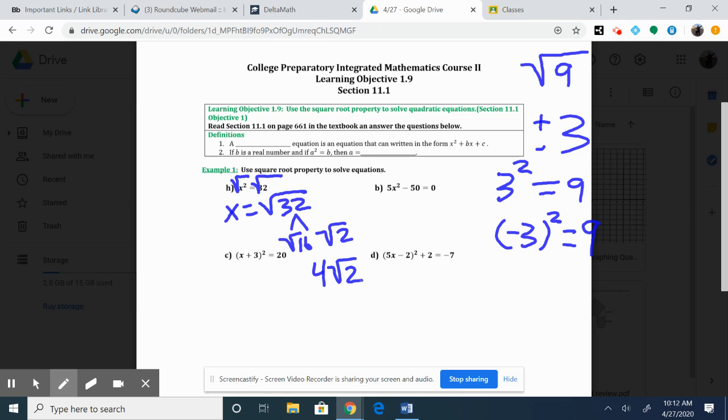Now we would have two answers because remember, it could either be positive or it could be negative. So your two answers are going to be positive 4 square root of 2 and negative 4 square root of 2.